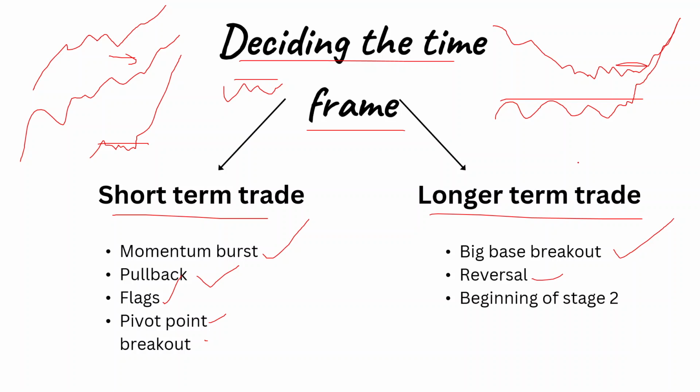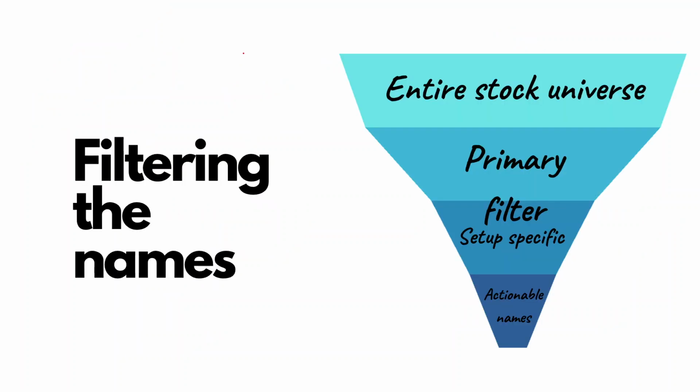Every sector has cycles, every stock has cycles, every industry has cycles. And then you're looking for the stocks that are at the beginning of Stage 2, which were in consolidation and are just popping out, right? So those kind of names. So, filtering the names, right? There are 4-5 steps that you have to follow. First, we have the entire stock universe, that is the NSE plus BSE, all the listed stocks.